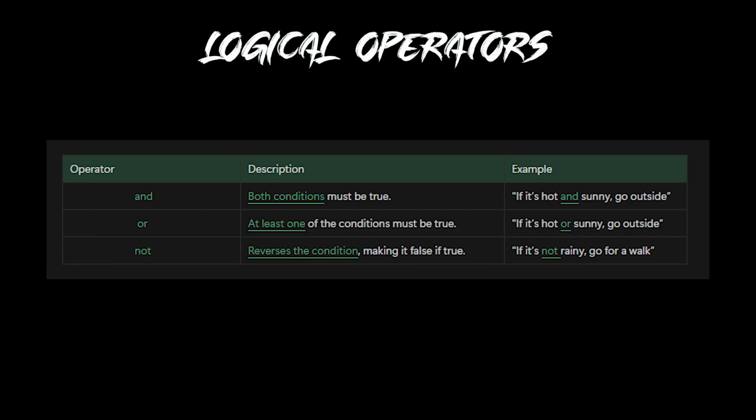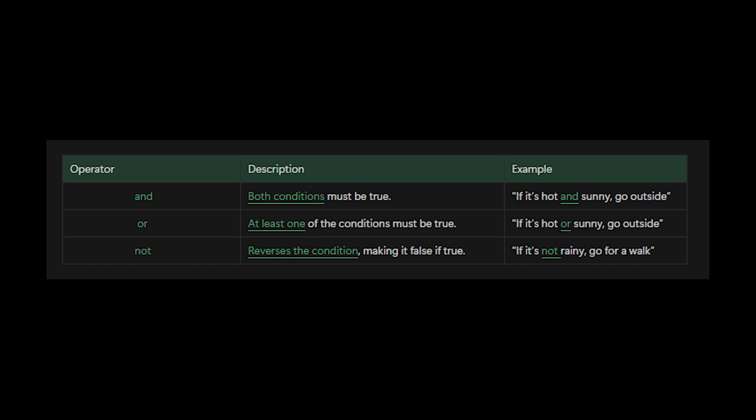With logical operators, you can combine multiple conditions to create complex rules for your code. They allow you to evaluate several conditions at once and decide what to do based on them. For example, in our weather app, we might use logical operators to handle multiple factors like temperature, sun, and rain. This makes your code more powerful and flexible.